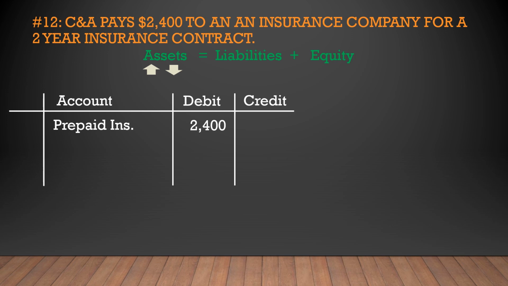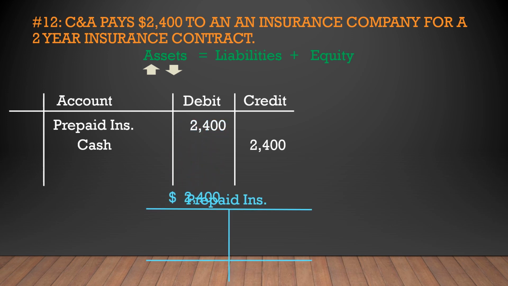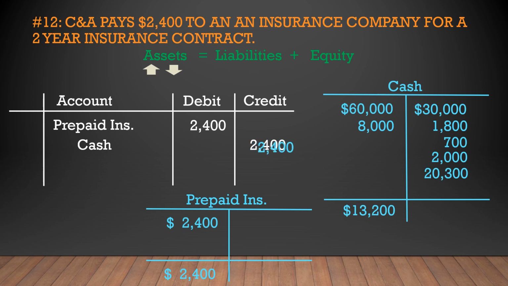As for cash, we decrease that with a credit. Prepaid insurance will get a $2,400 debit balance, and the credit to cash will tabulate to a $10,800 debit.